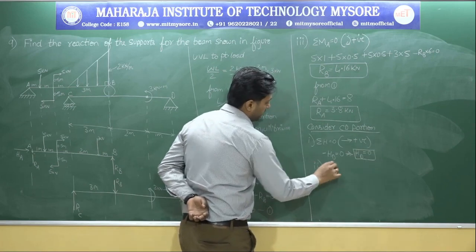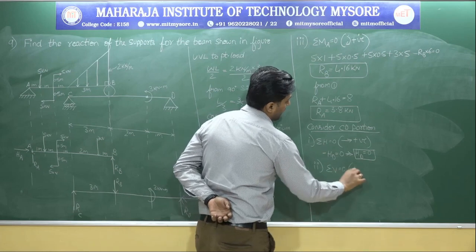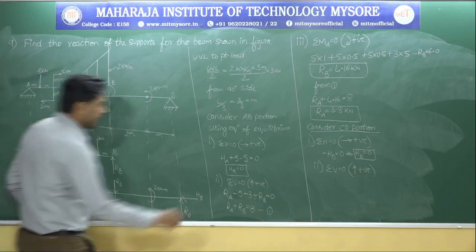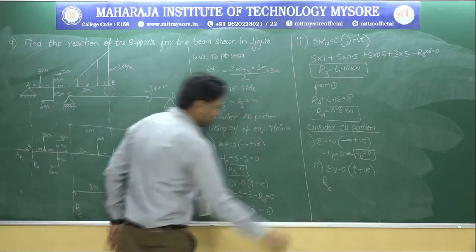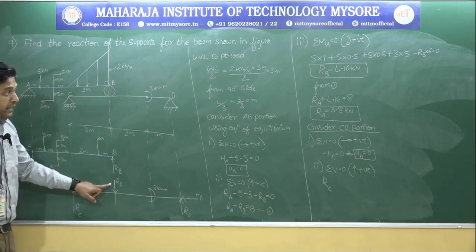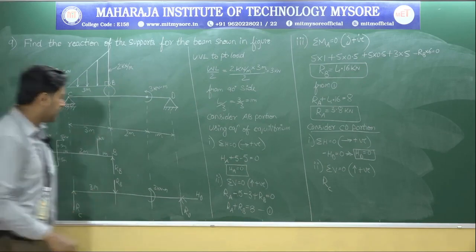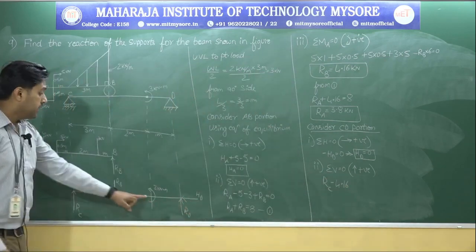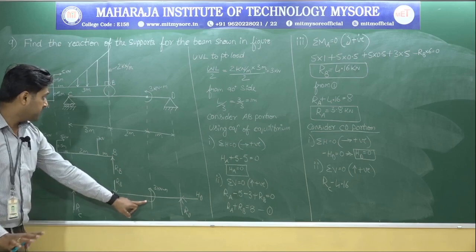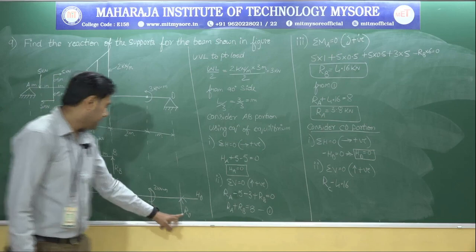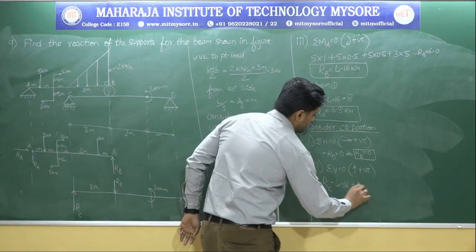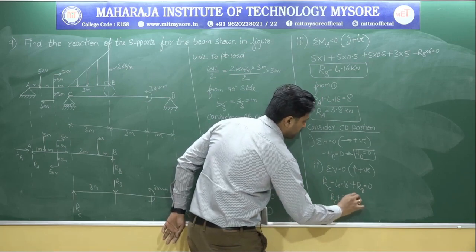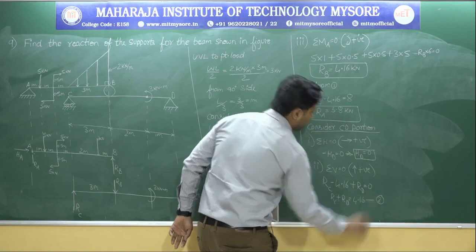Now let me go with sigma V is equal to 0, upward direction positive. RC value is acting in upward direction. Next, this RB value I know, it's 4.16, which is acting in downward direction, so minus 4.16. Next, it's a pure moment, I will not be considering it here. After that, we have RD, which is acting in upward direction, is equal to 0. So RC plus RD is equal to 4.16. Let me call this equation 2.